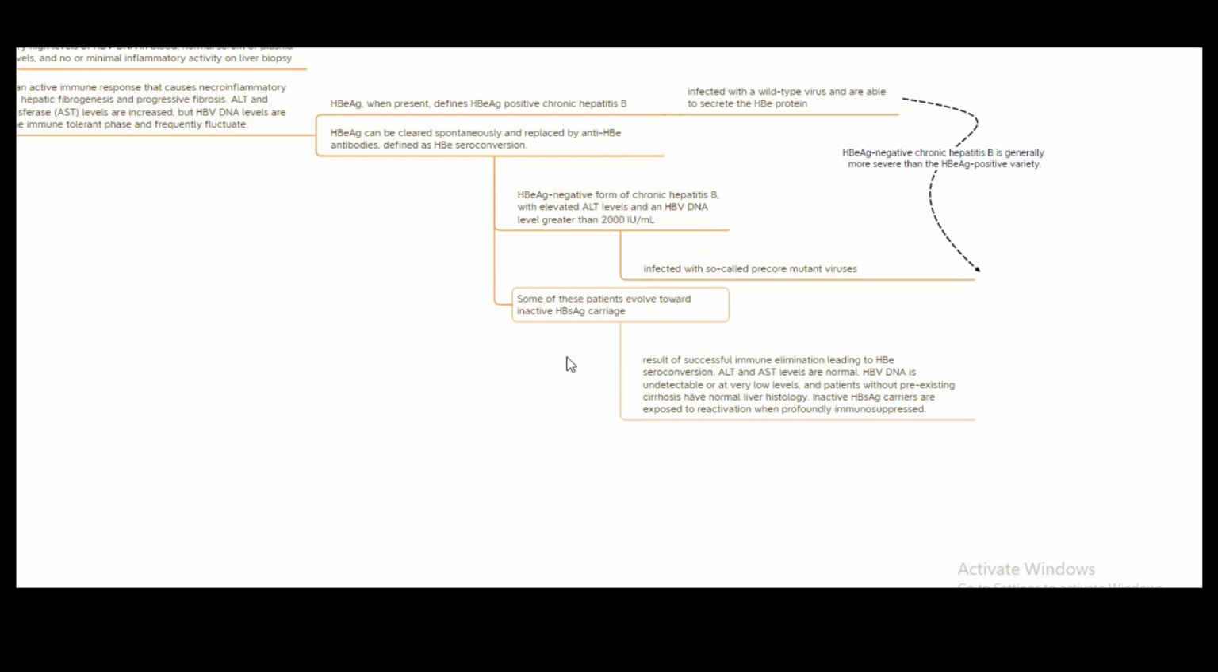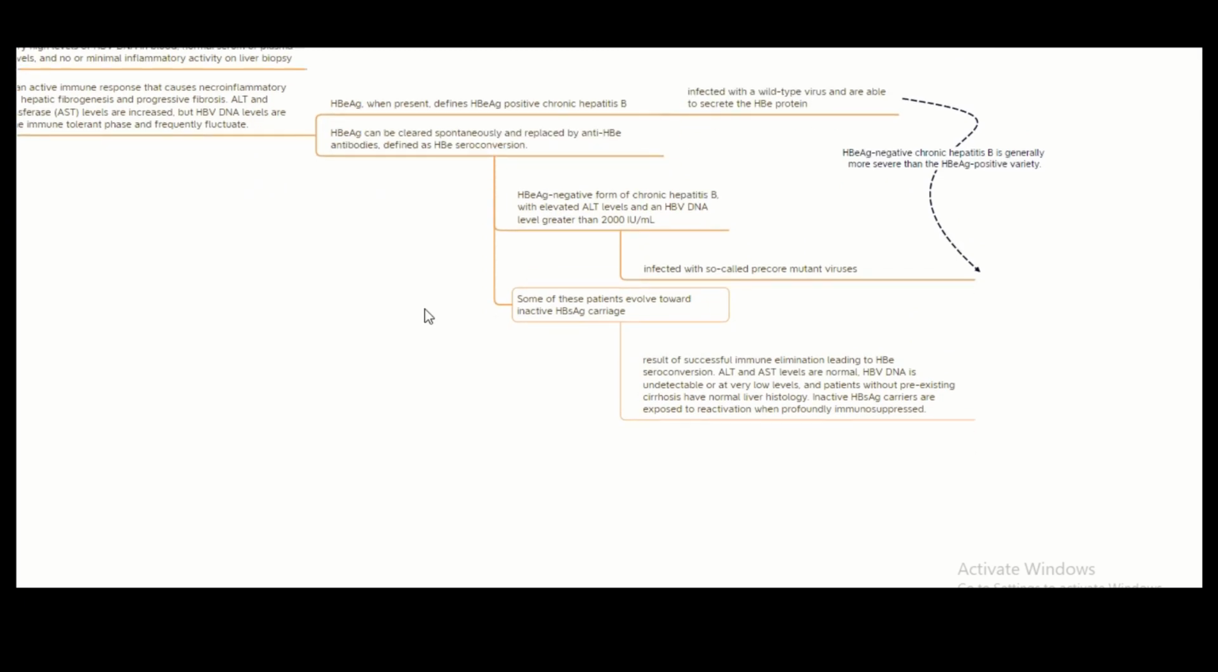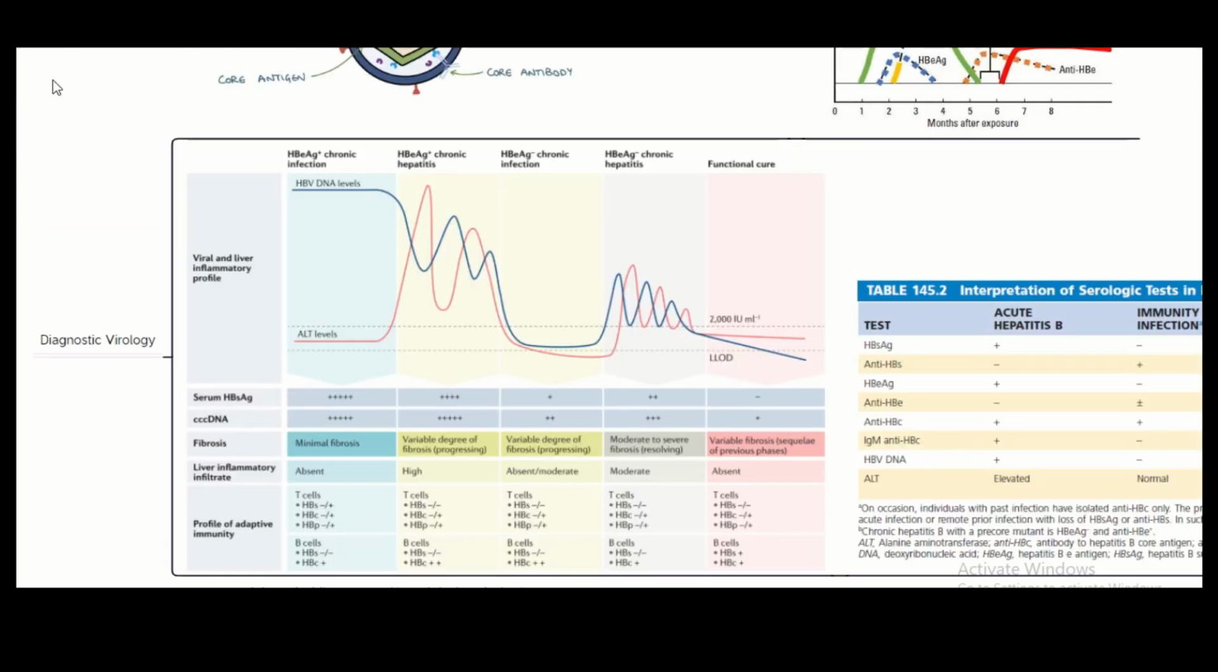And inactive HBs carriers can get reactivated when immunosuppressed. That's why we can understand that hepatitis B serology is an important part of hepatitis B diagnostics. It is a helpful tool. It helps us understand where the virus is in the phase, prognostic values, and guide our treatment guidelines.